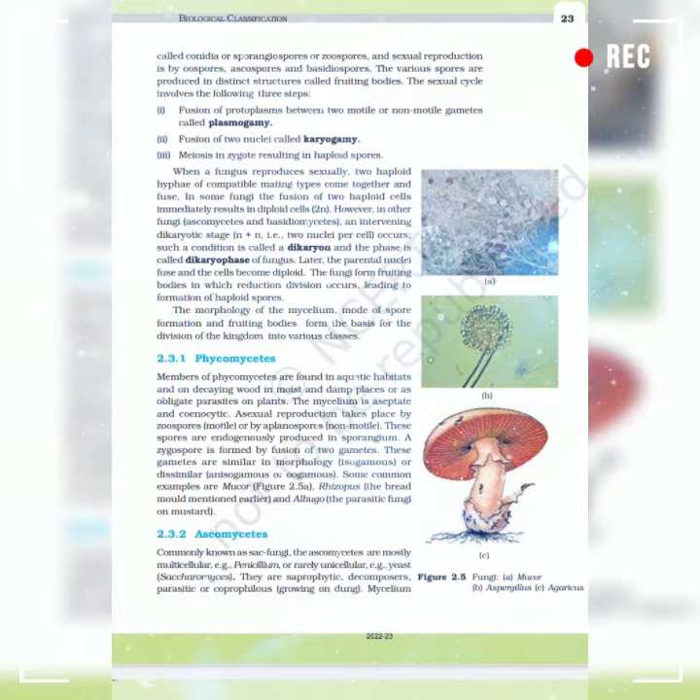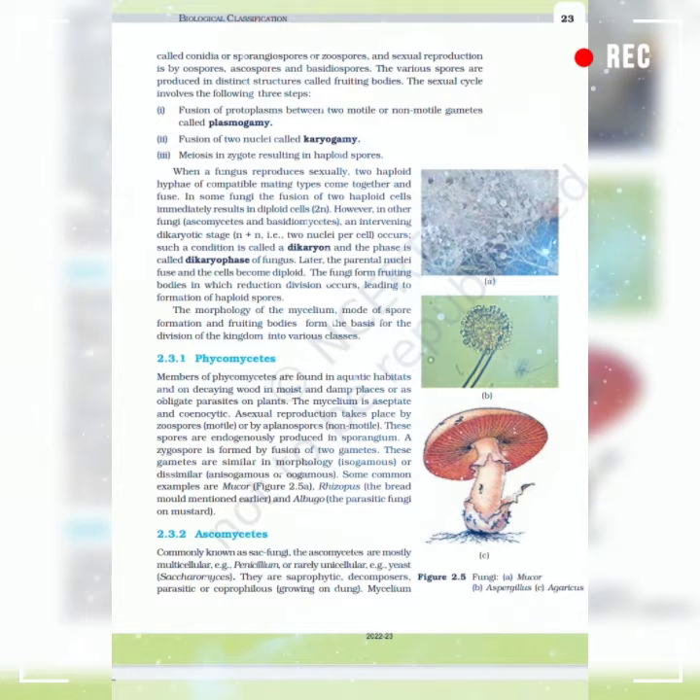The sexual cycle involves the following three steps. First step, fusion of protoplasm between two motile or non-motile gametes called plasmogamy. Second step, fusion of two nuclei called karyogamy. Third step, meiosis in zygote resulting in haploid spores.